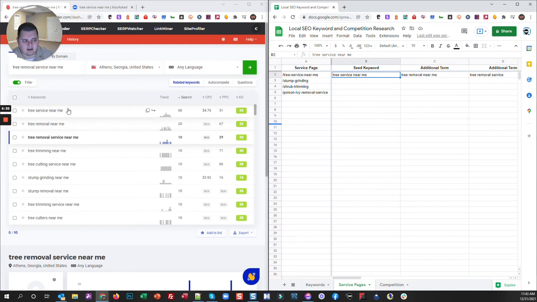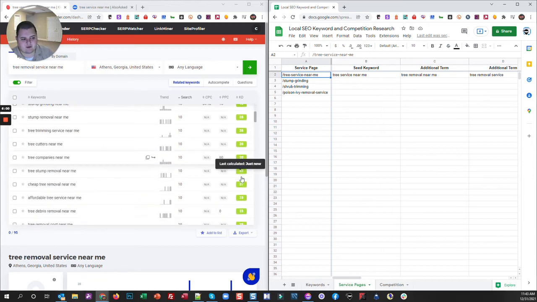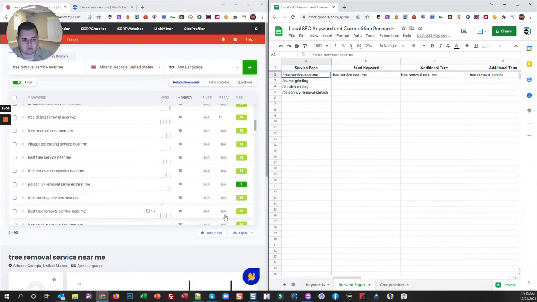And now what I've done is I've gone for additional terms, things that are also going to be pertinent to anybody looking for tree service or tree service near me. So tree removal near me, tree removal service, tree cutting service, emergency tree removal, emergency tree service. And what I've done is gone through here and identified all of these that are going to have some search volume. I like to start at the top because they've got more searches, and also the keyword difficulty is within the range that I am trying to rank.